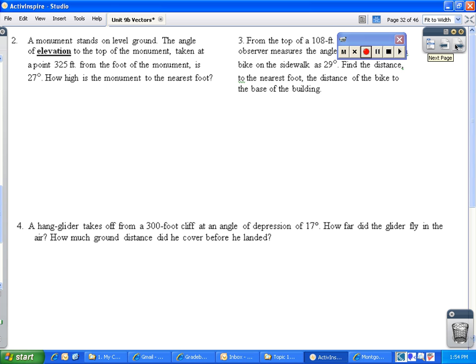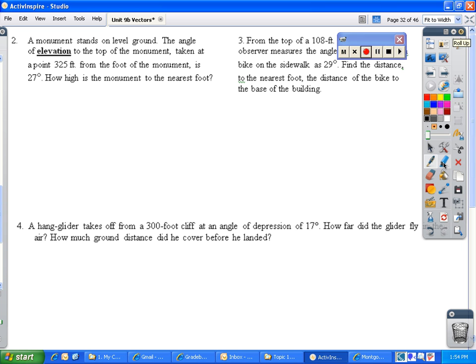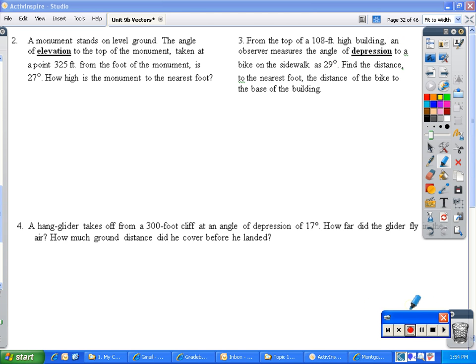Numbers 2, 3, and 4 are all word problems involving trigonometry. And if you'll notice, every single one of them has a special keyword that we have talked about in class. We talked specifically about angles of depression and angles of elevation, and those are in both of these word problems. You'll find that in all of the trig word problems. Okay, so let's talk about number 2. We need to draw a little picture.